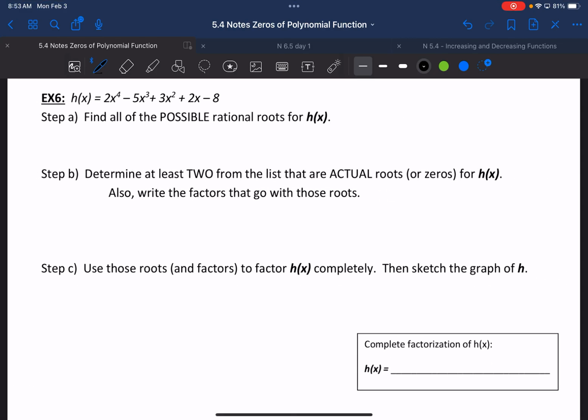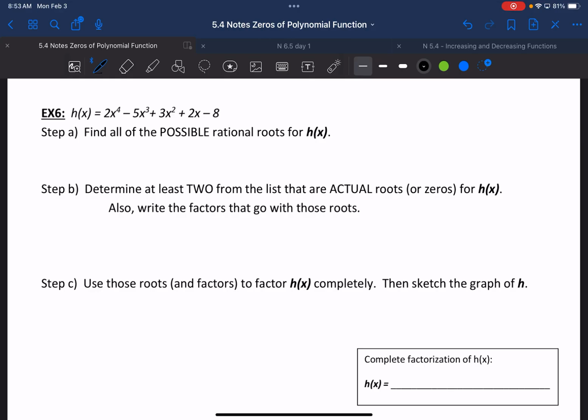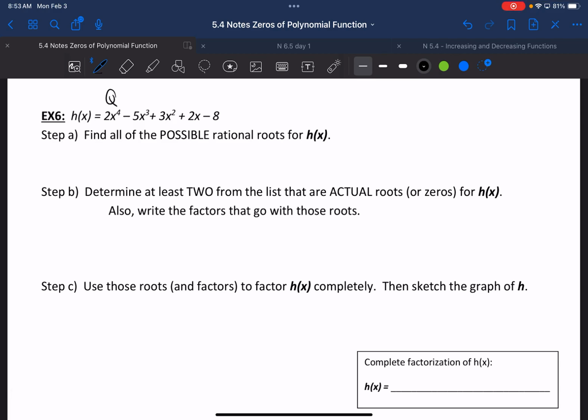So let's do one more of those. So we have to start out with coming up with potential factors, right? And we do that by looking at Q and P. So first, I'm going to worry about all of my factors of P. So P here is our 8, or in this case, I guess, -8. And what are some things that would multiply to give us 8 or -8? 8 and 1, okay.